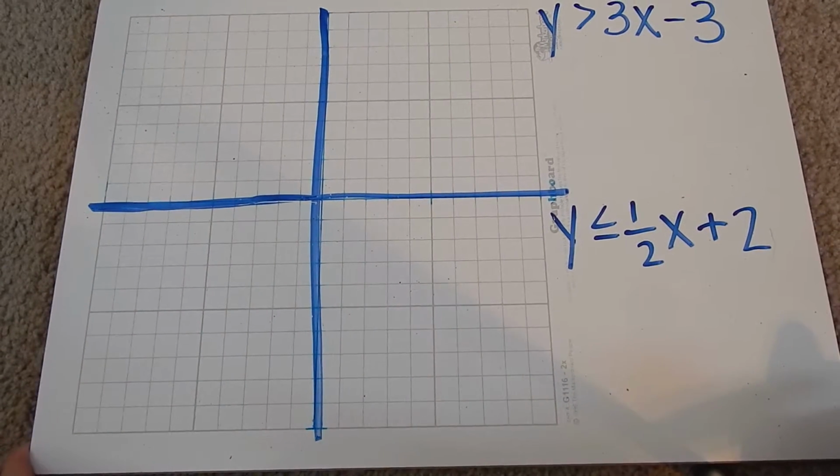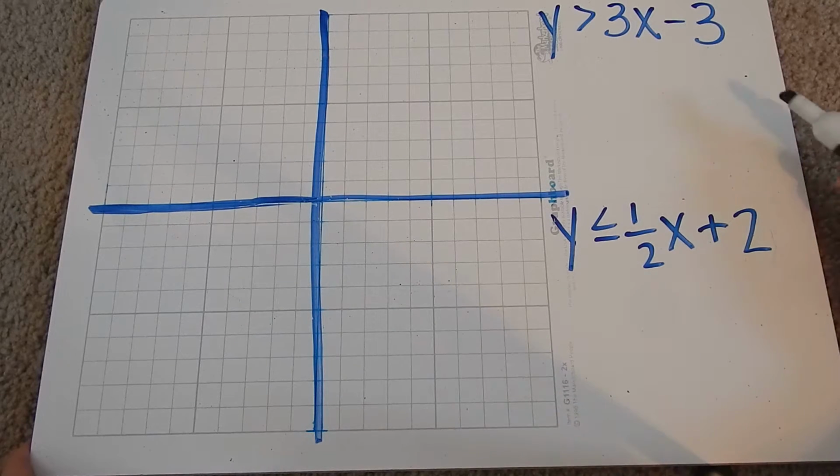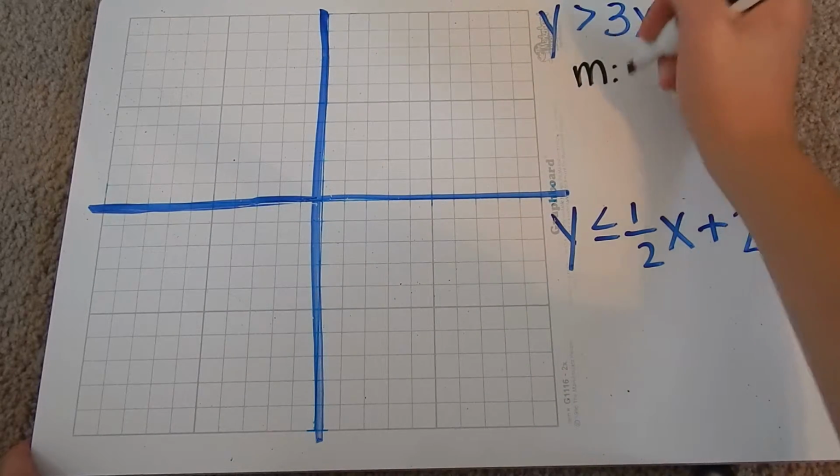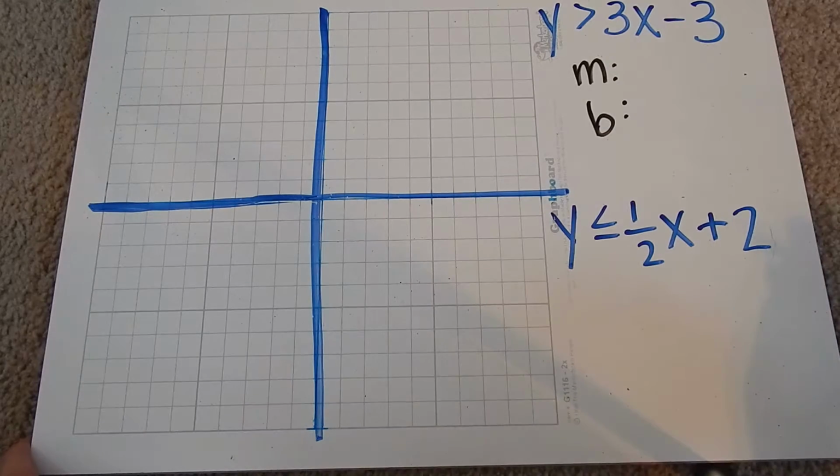Now, here's our first example. We have our two inequalities here. Now let's graph them. So the first one, y is greater than 3x minus 3. It's good the way it is. I just need to graph it. So I'm going to write my m and my b, and we'll graph.